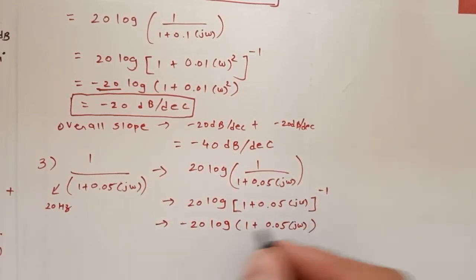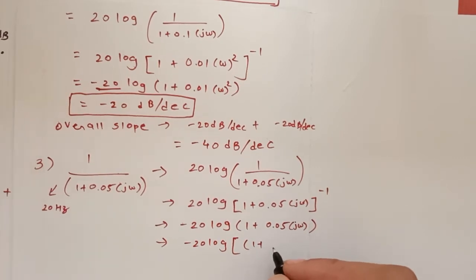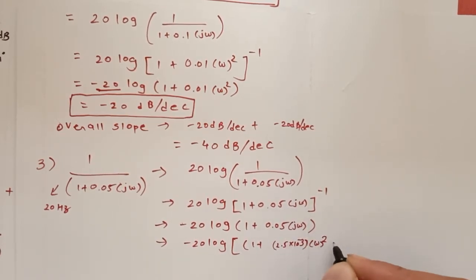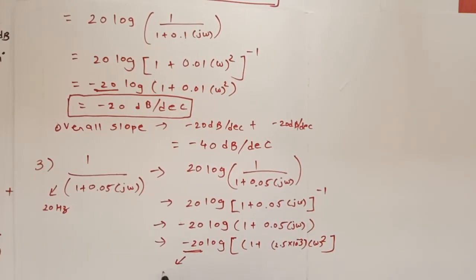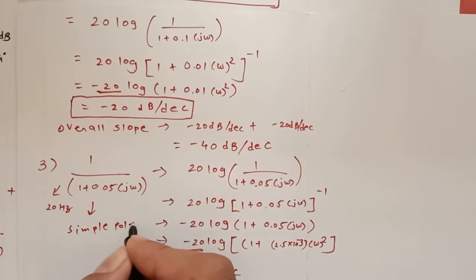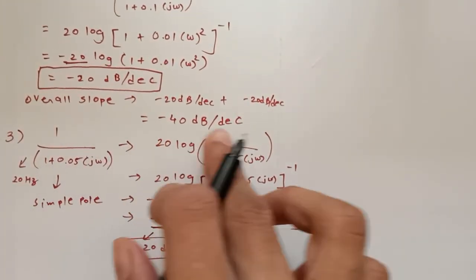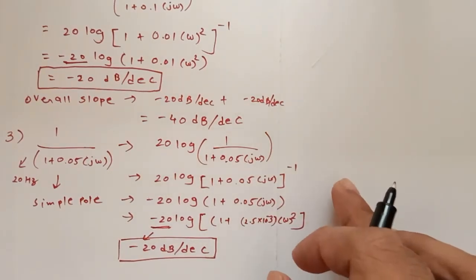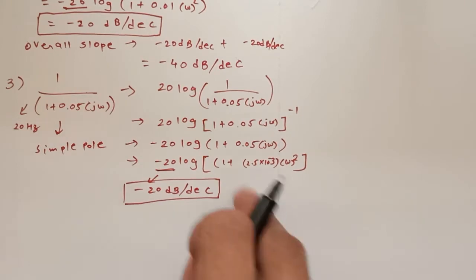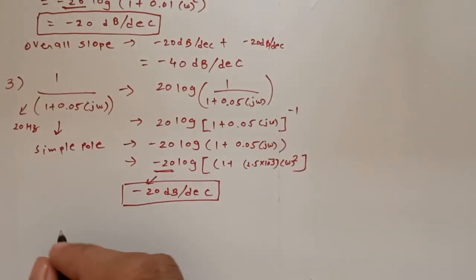Now this equation is in modulus form, and if I convert it, I am able to get 1 plus 0.05 squared, that is 2.5 times 10 raised to minus 3, omega squared. But we are interested only in this value, and this is minus 20 dB per decade. It means by this simple pole we get another slope, and that is minus 20 dB per decade. Now you can see that the minus 40 dB per decade slope already exists in the Bode plot, and the other slope of minus 20 dB per decade is added to it. So the overall slope that we get is minus 60 dB.